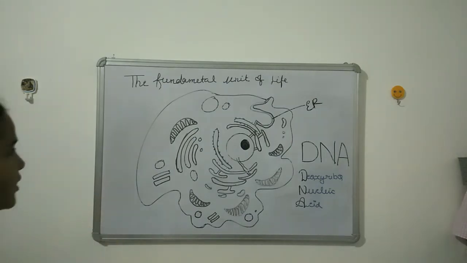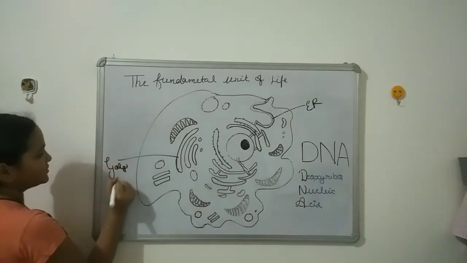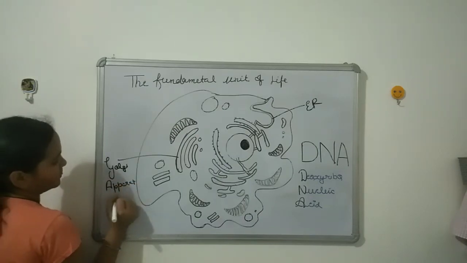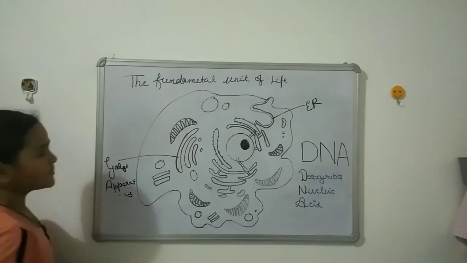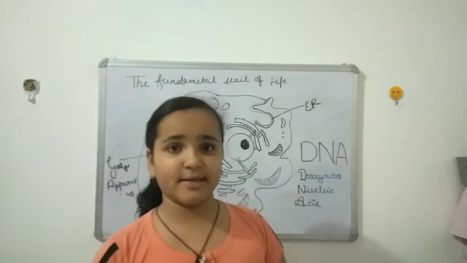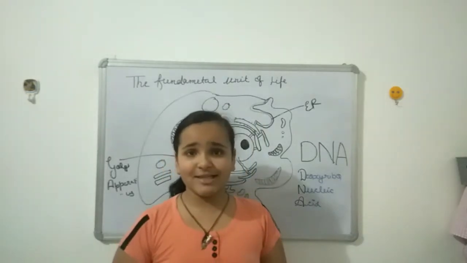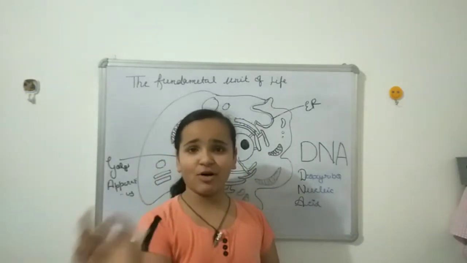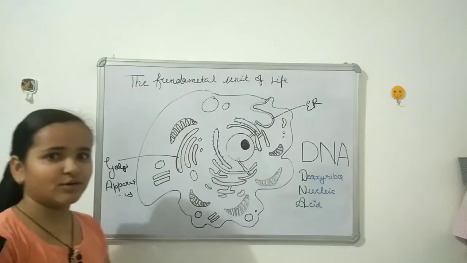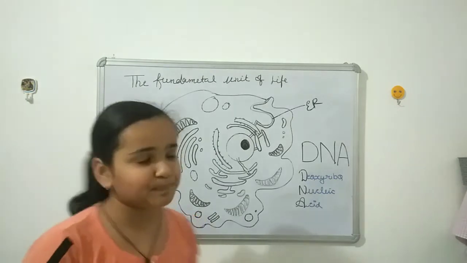Going to the next cell organelle, the Golgi apparatus. First of all, who discovered it? The Golgi apparatus was first discovered by Camillo Golgi. The Golgi apparatus has been named after the scientist who discovered it, Camillo Golgi.